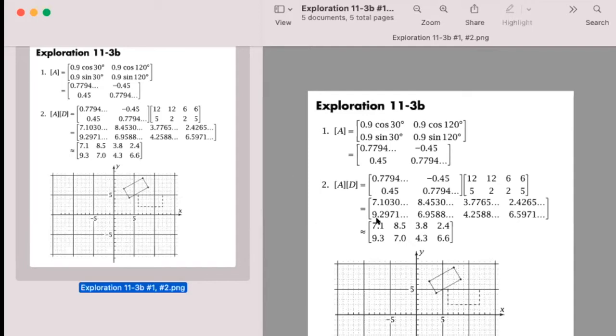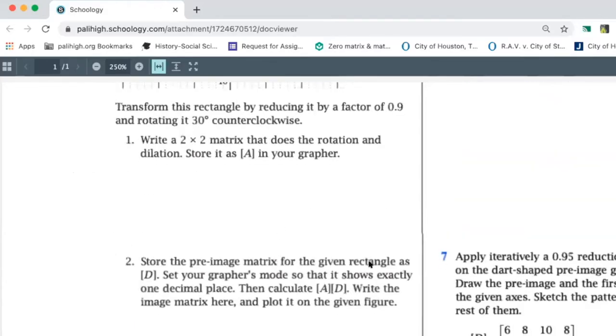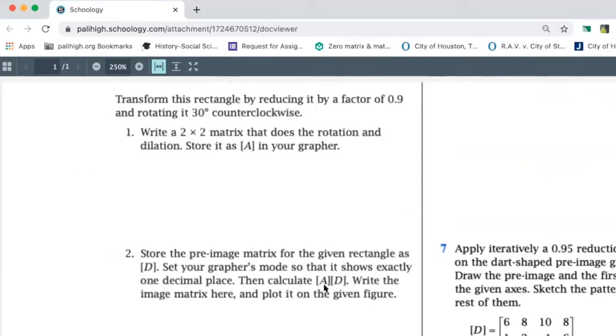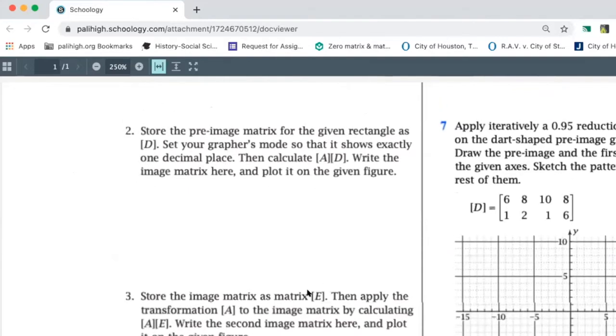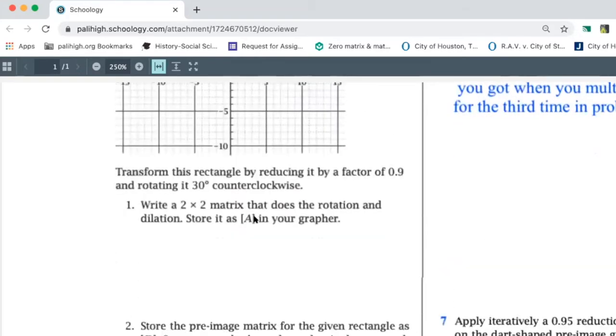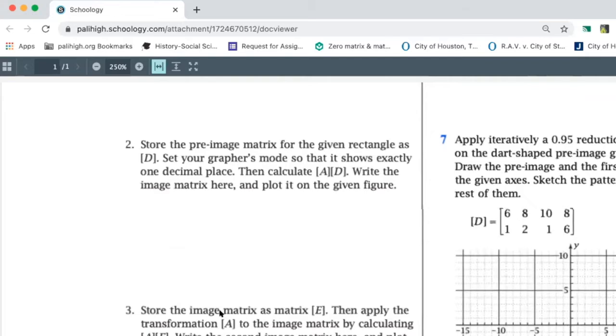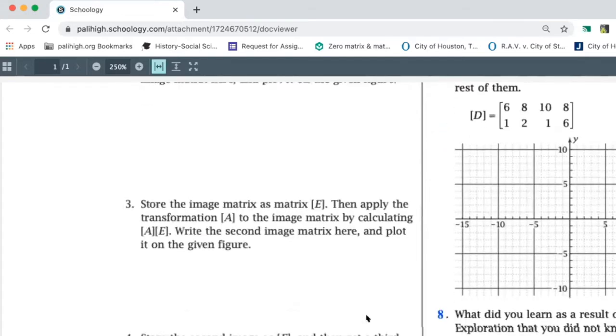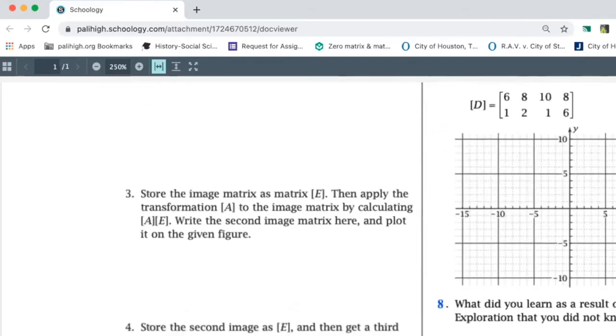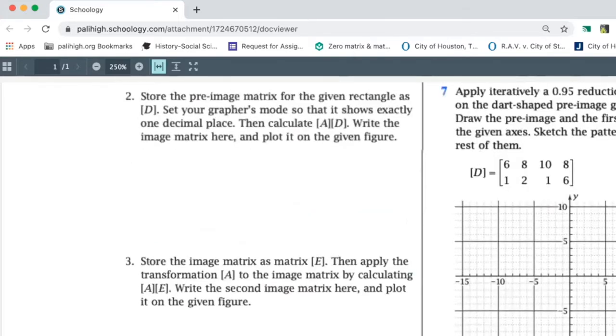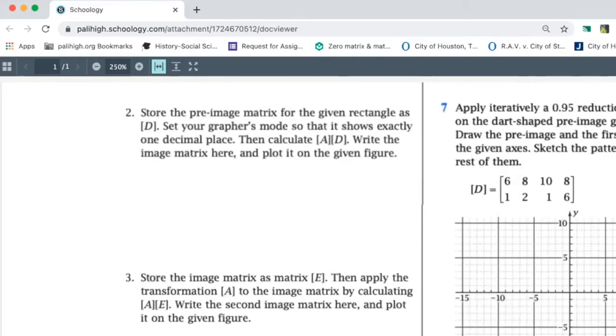Let's go back. Number 2 says to go ahead and set it and show exactly one decimal place and calculate this and then plot it on the figure. And then the image matrix, saying store it as E and apply the transformation to the image matrix by calculating this. So in other words, what it's telling you to do is to use the result that you got and then apply A again. And then it says to store that as E and get a third image and plot it on the figure. So let me show you what that looks like when you're doing it.